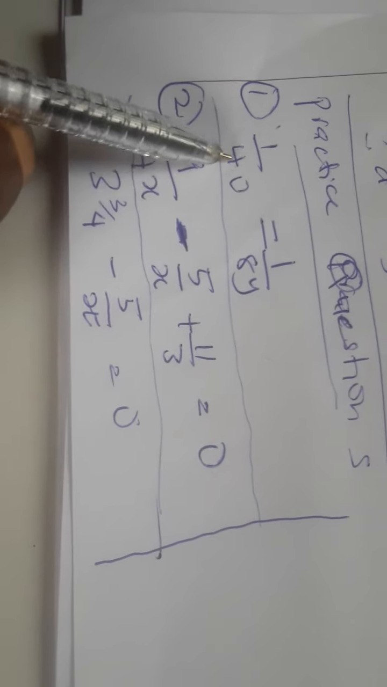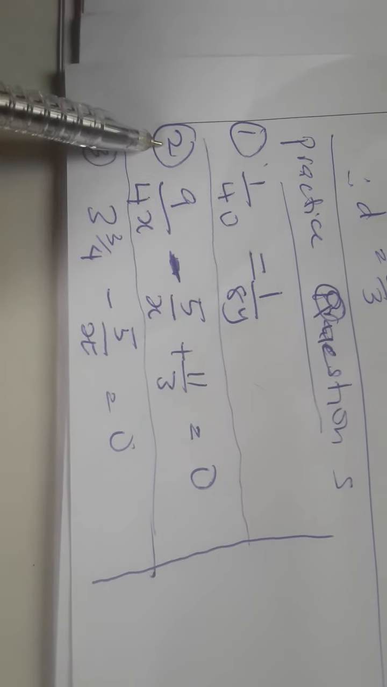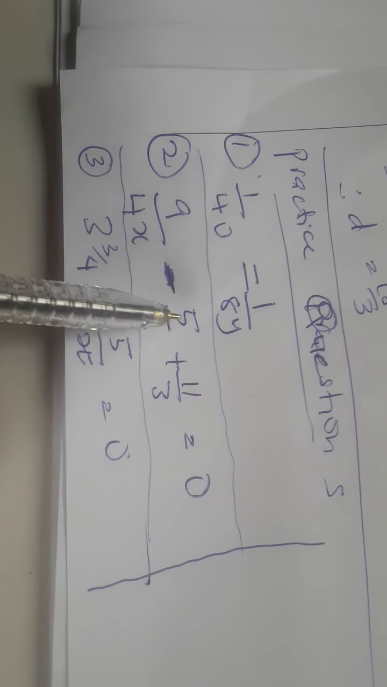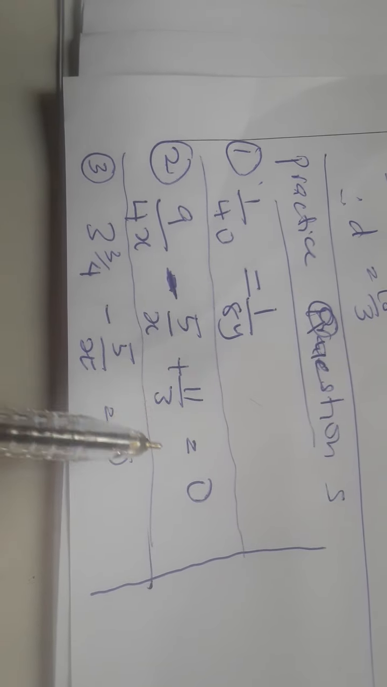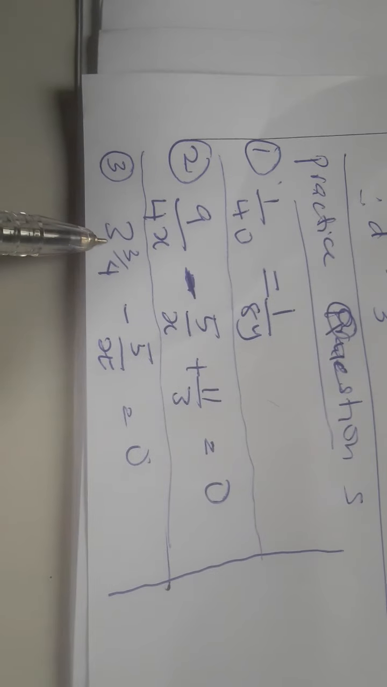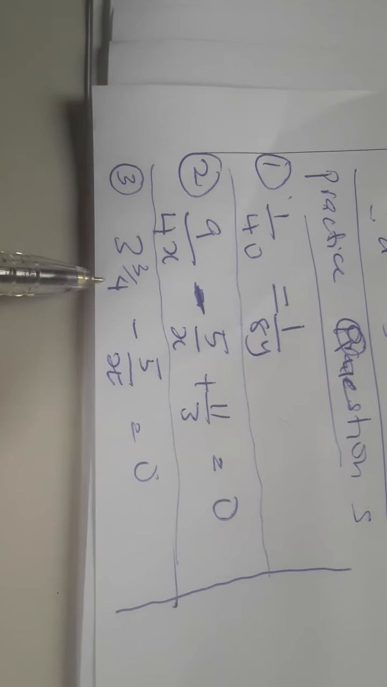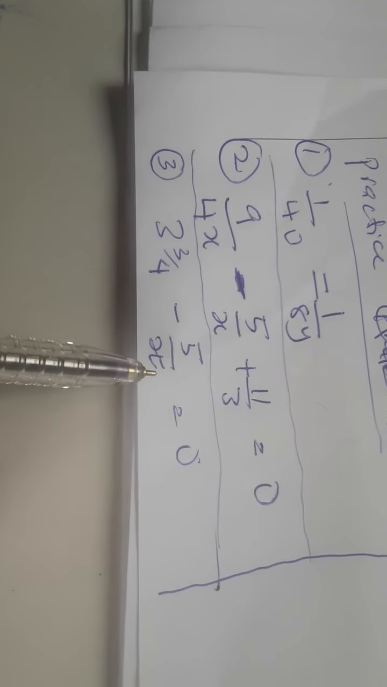This question: 1 over 40 is equals to 1 over 8y. Question 2: 9 over 4x minus 5 over x plus 11 over 3 is equals to 0. Question 3: 3 whole number 3 over 4 minus 5 over 2t is equals to 0.